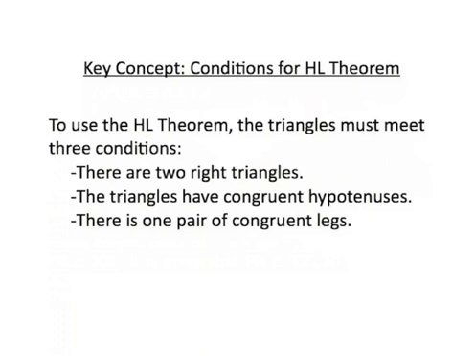Before we move to the first problem here, we're going to talk about conditions for using the hypotenuse leg theorem. In order to use this theorem, the triangles must meet these three conditions. There must be two right triangles, the triangles must have congruent hypotenuses, and there must be one pair of congruent legs. So let's work the first problem.